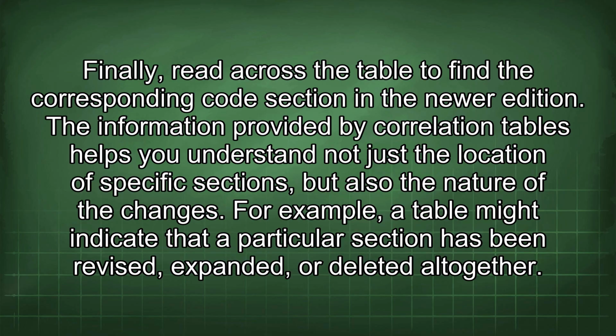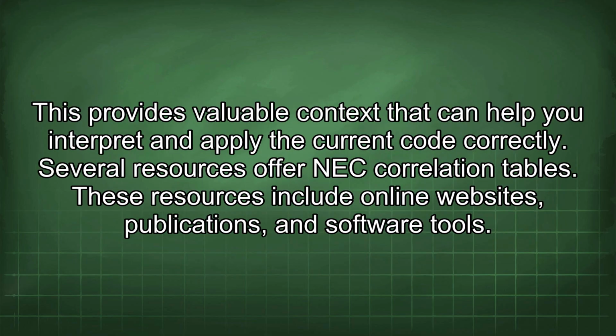The information provided by correlation tables helps you understand not just the location of specific sections, but also the nature of the changes. For example, a table might indicate that a particular section has been revised, expanded, or deleted altogether. This provides valuable context that can help you interpret and apply the current code correctly.